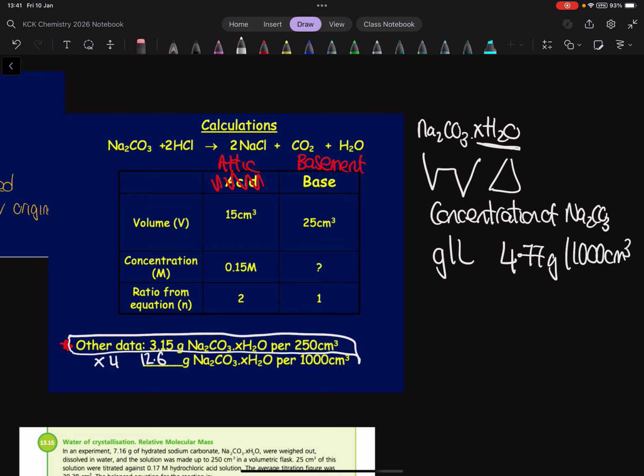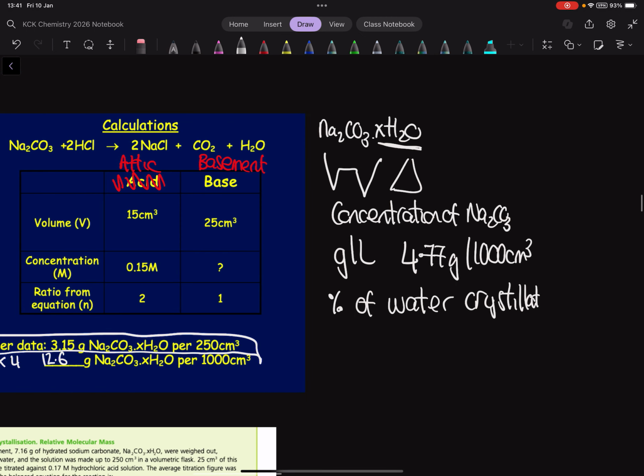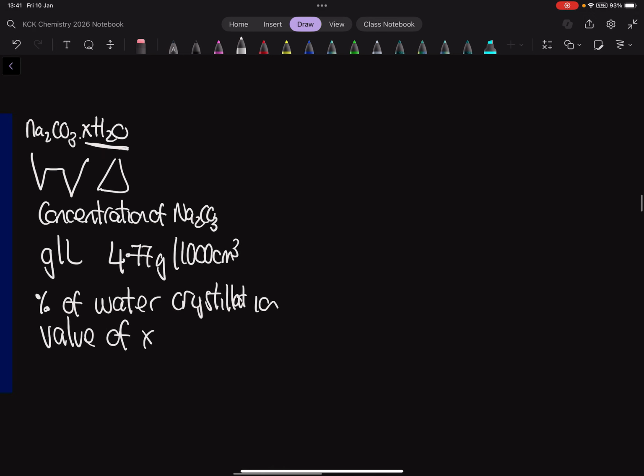Okay, the two things that we normally have to find out are the percentage of water of crystallization, which is one of the pieces of blurb they look for. And the other thing that they will look for, and I know I've spelt that wrong, so apologies, is what is the value of x. So I'm going to show you how I go about working out the different numbers that I'm interested in.